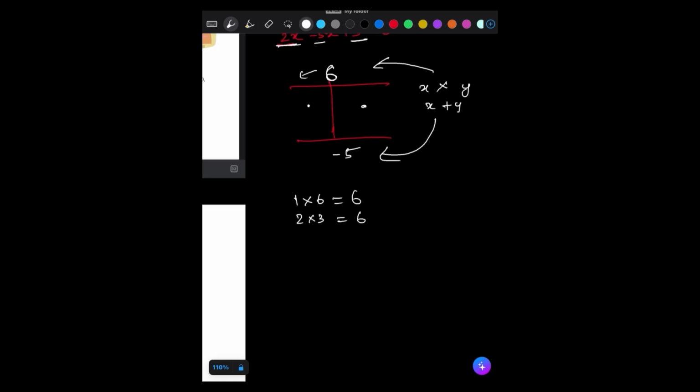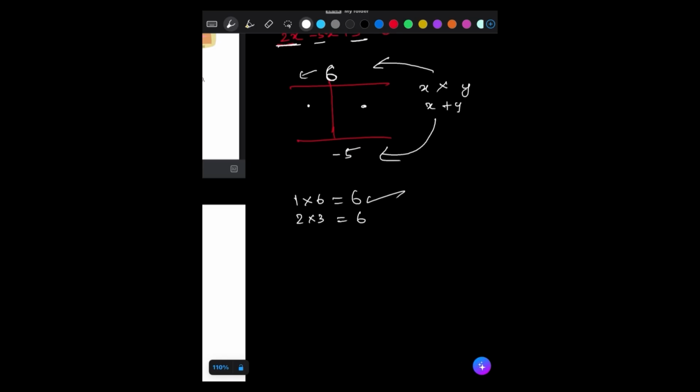Then the 3 table: 3 into 2 is also 6 only, right? Then the 4 table. Whether we get 6 in the 4 table, I hope nobody would be having any doubt here. So in the 4 table we don't get 6. The 5 table, no way. Then the 6 table, yeah, 6 into 1 is also the same as 1 into 6, no? So we can leave the 6 table.